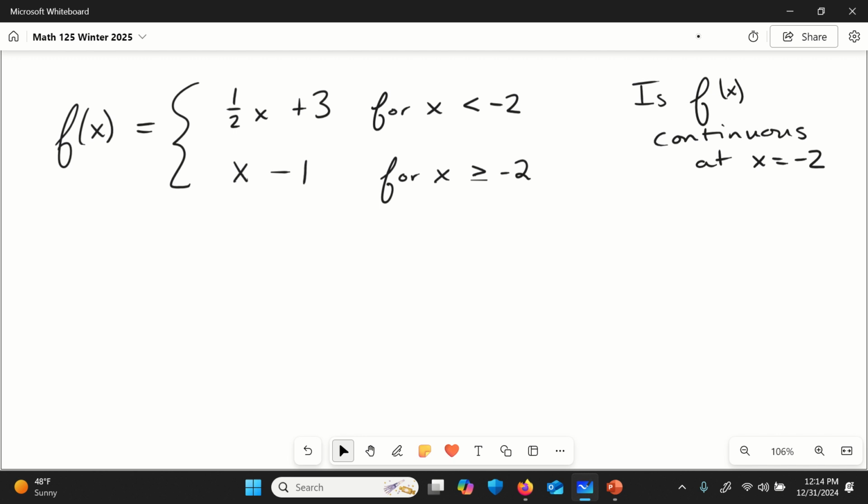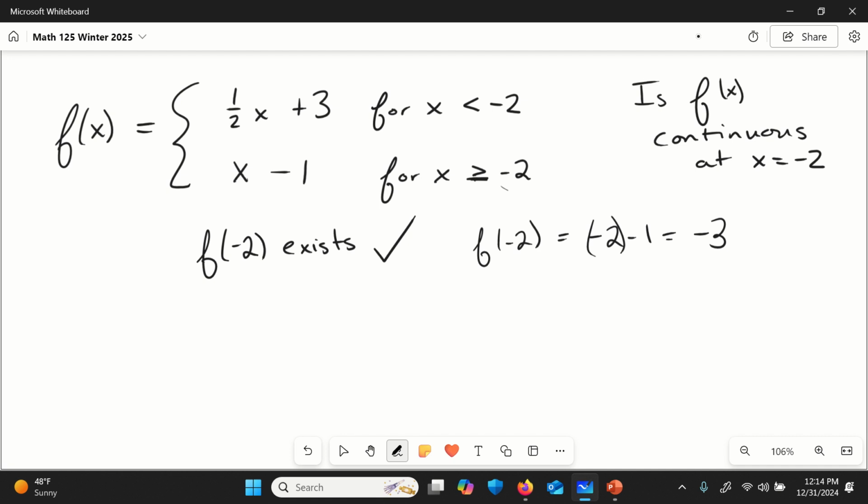If we graphed this, we could just look to see, is there a disconnect? Is there a jump? But I'm trying to stress a little bit the algebraic approach here. So first, we want to know that f of -2 exists. Am I allowed with one of the rules to plug in the value -2? And the answer is yes, the bottom rule. When I plug in f of -2, I'm going to get out -2 minus 1, which is -3. So it does exist. Then we would look to see that the limit exists. So does the limit as x approaches -2 exist?